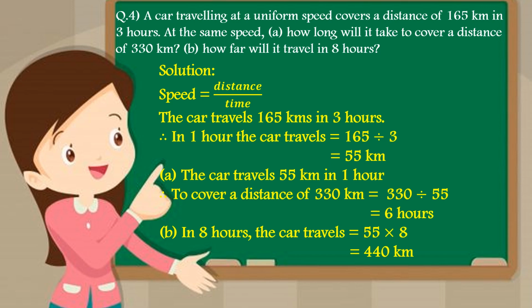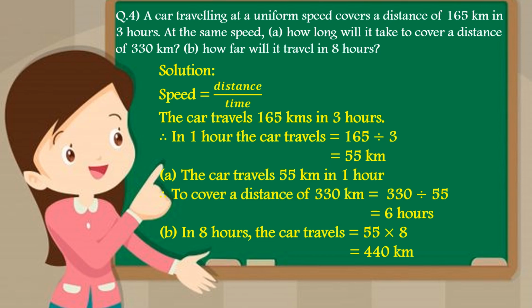So here the car is traveling 165 kilometers in 3 hours. So in 3 hours it is 165 kilometers. So from many we have to first find 1. So in 1 hour how much is the car traveling? The car is traveling 165 divided by 3, that is 55 kilometers. That means in 1 hour the car is covering about 55 kilometers.